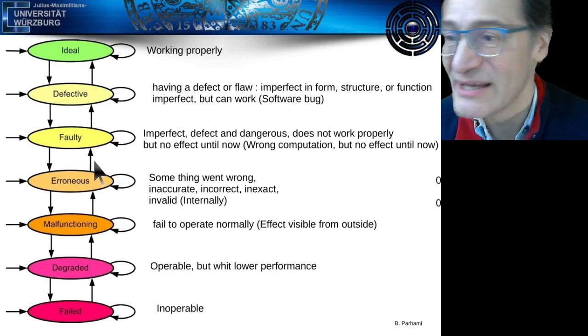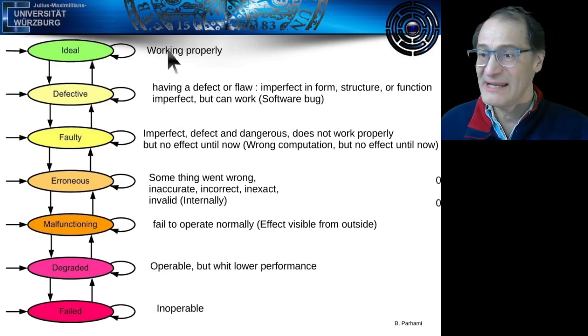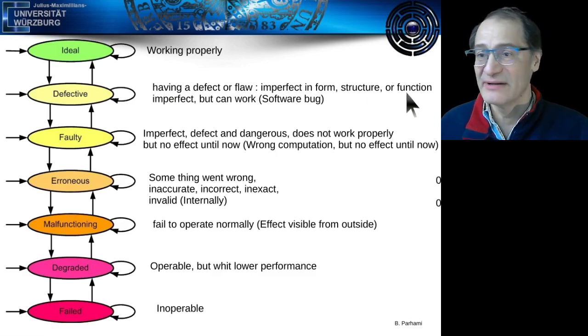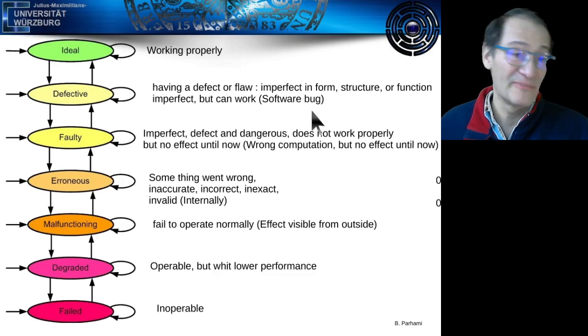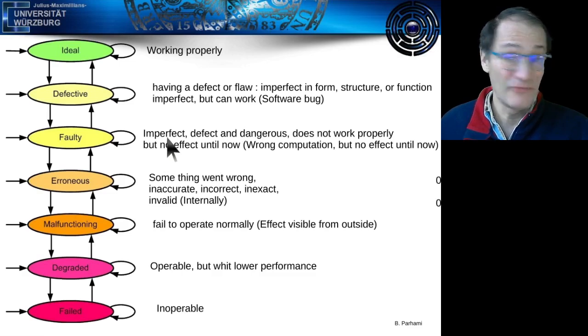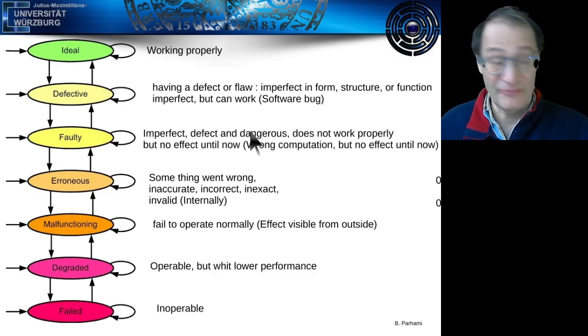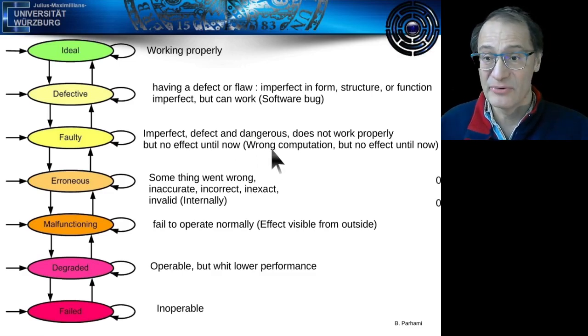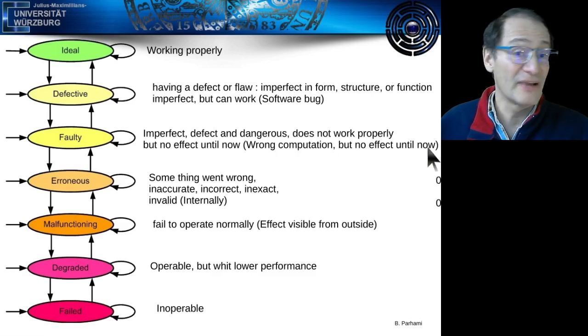Okay, the definition again. Working properly, this is the ideal situation. Here, having a defect or flaw, imperfect in structure or function, imperfect, but it can work, maybe a software bug. Here, is this imperfect or faulty? It is defective and dangerous, does not work properly, but it has no effect until now. It's only inside of the module. Wrong computations, but no effect until now.